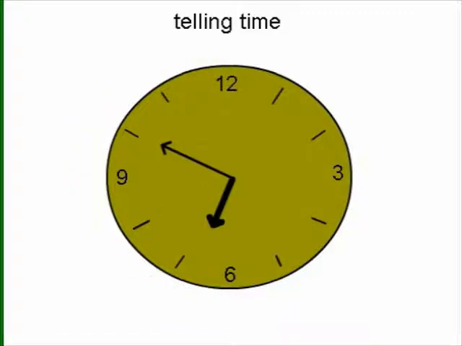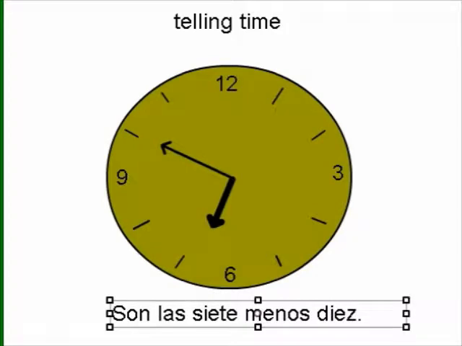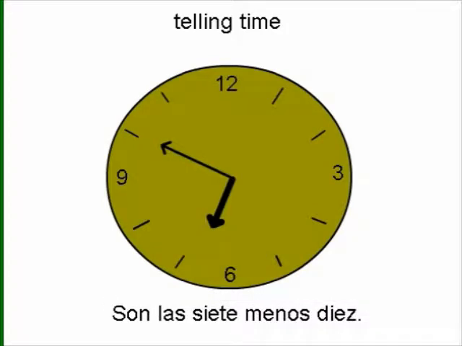Here's another example, 6:50 we would say in English, or we might say 10 till 7. Pause the video and try to figure out for yourself how to say this time in Spanish. I gave you a little hint when I said it's 10 till 7. Did you come up with the right answer? The right answer would be son las 7 menos 10.